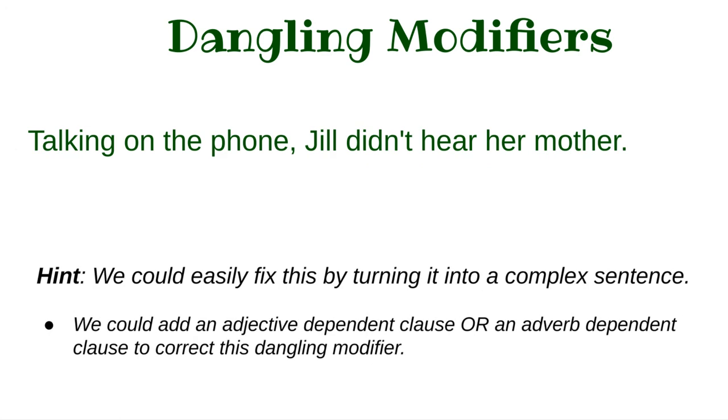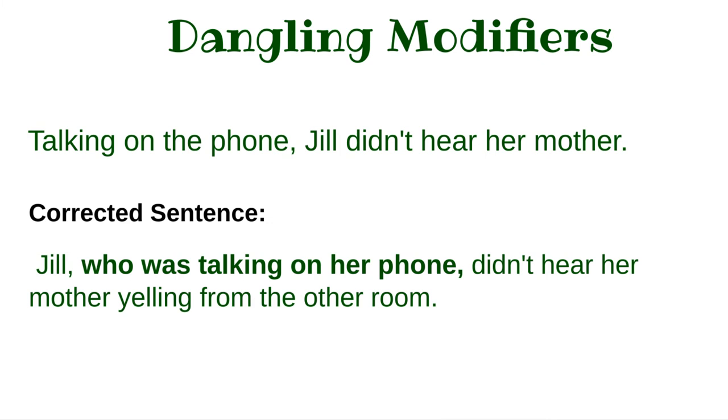And again, there are several ways to fix dangling modifiers, but it's easy to fix them by turning the sentence into a complex sentence. Now, this sentence could easily be fixed by adding either an adjective dependent clause or an adverb dependent clause to show who is actually talking on the phone. So, first, let's look at an adjective dependent clause. Jill, who was talking on her phone, didn't hear her mother yelling from the other room. So, you can see I've revised the sentence a little bit, but I also added this adjective dependent clause right here, who was talking on her phone, to describe Jill. So I changed it into a complex sentence to make it clear.